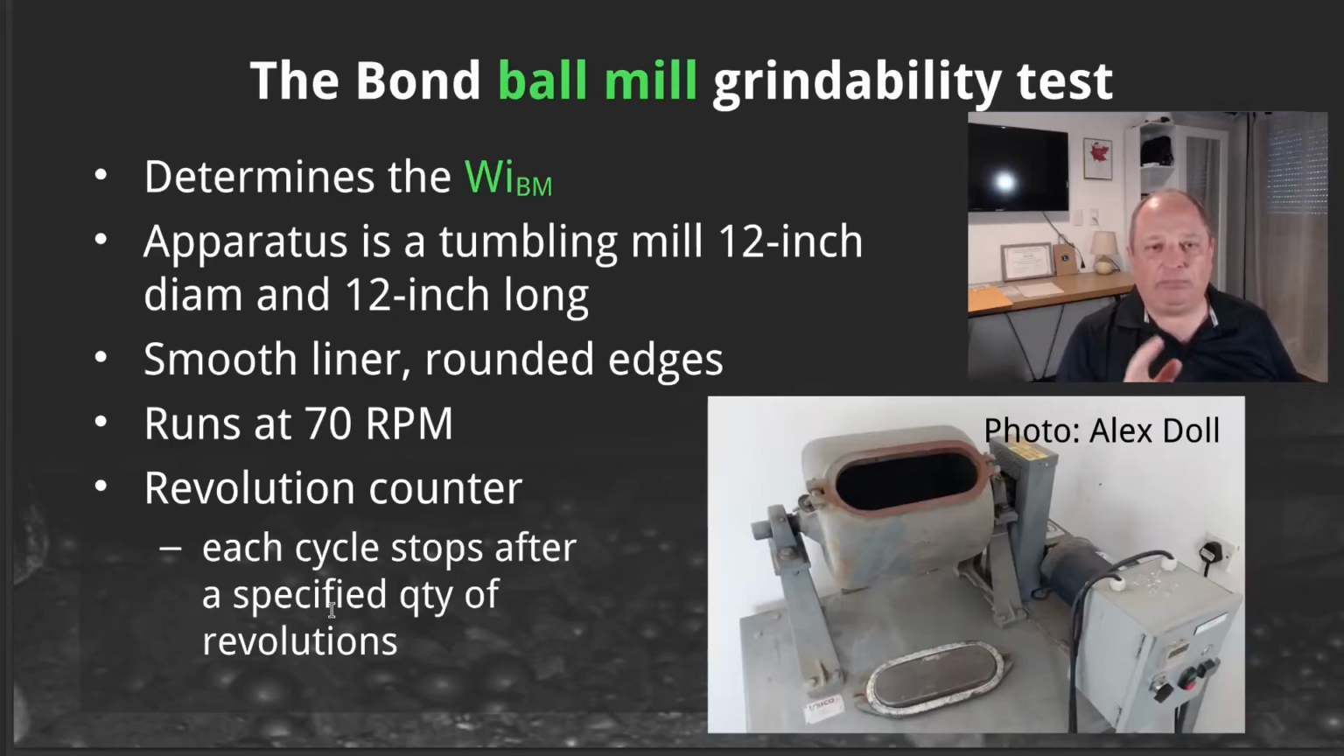So starting off with the Bond ball mill work index, the WIBM value is determined using an expression that Fred Bond generated based on some empirical analysis, using an apparatus which is a tumbling mill of a particular size, particular speed, that has a particular liner arrangement. All of these have been standardized. And there's a revolution counter that the operator uses to specify the number of revolutions for each cycle of the test.